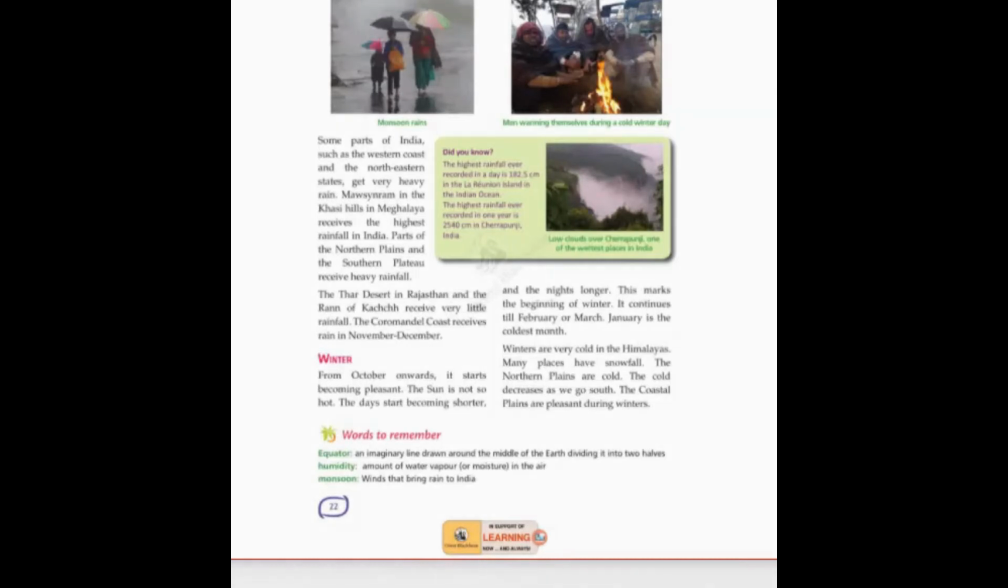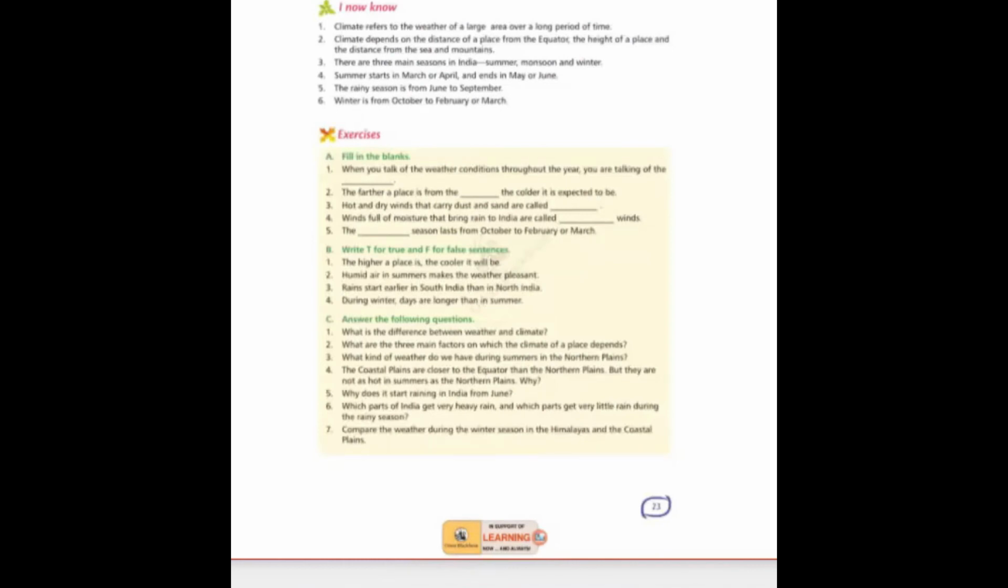October, winter begins. Winter is over by February or March. January is the coldest month. The Himalayas get snowfall and the Northern Plains also become cold, while the southern coastal plains have a mild winter. As we have finished our lessons on the climate of our country, winter.